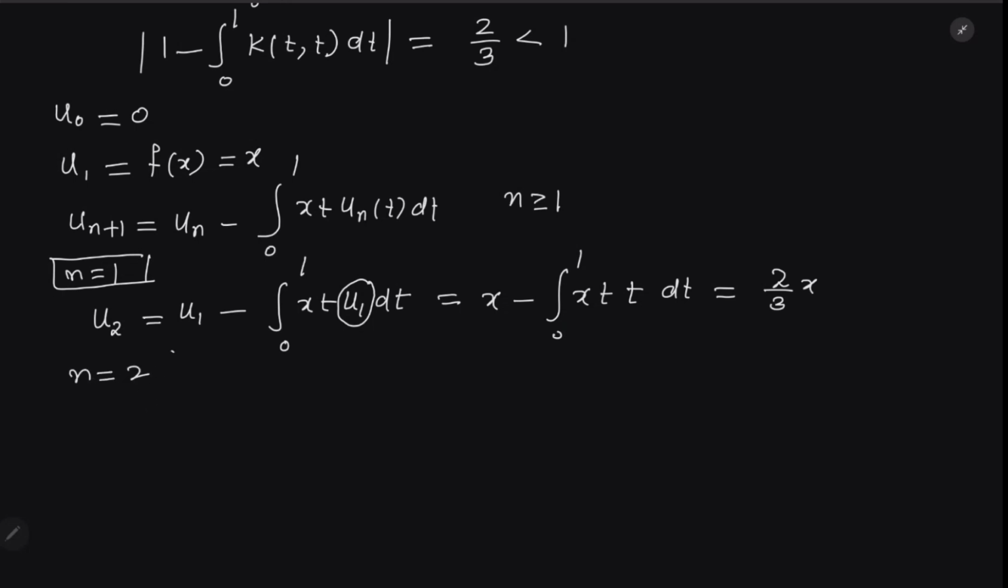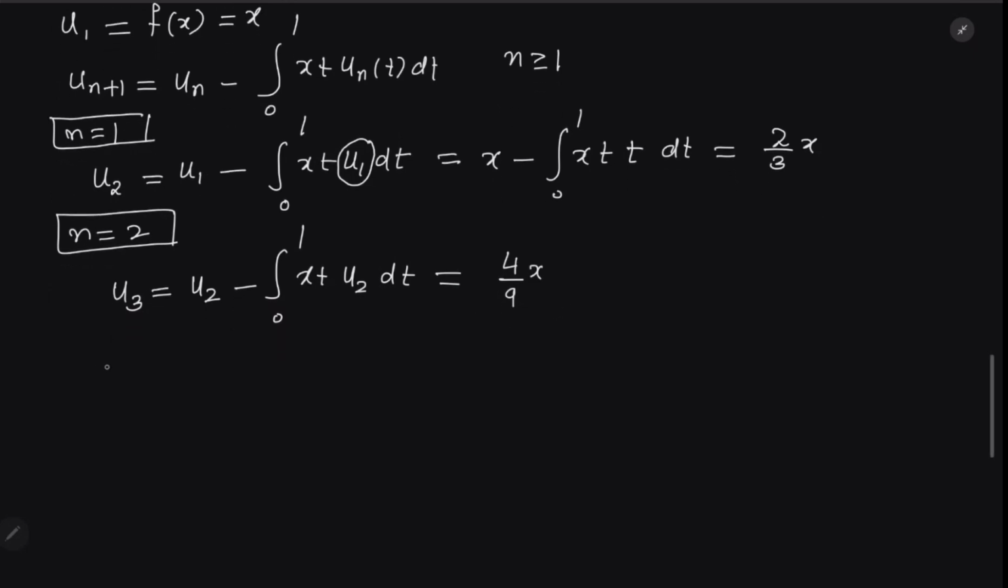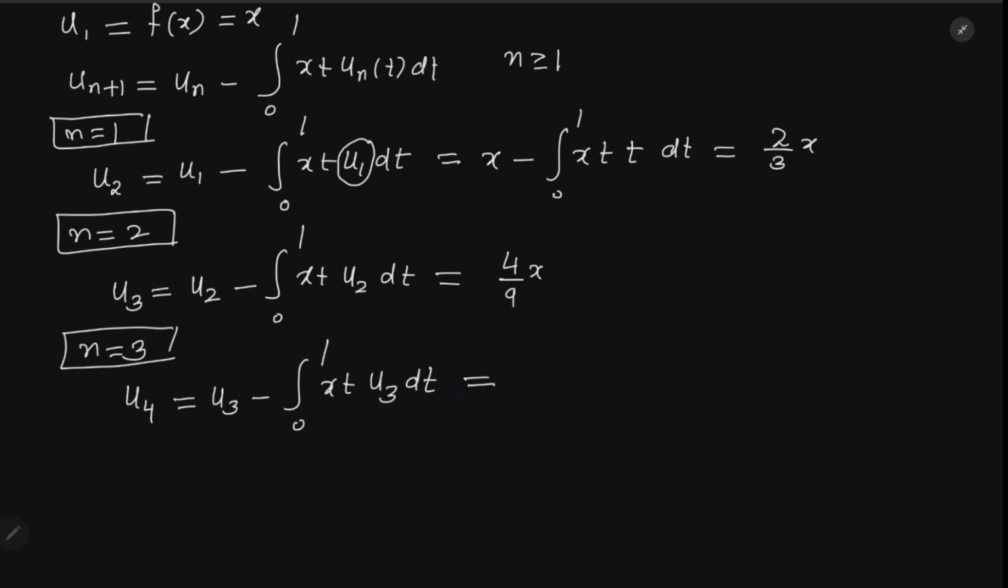Similarly, when n is equal to 2, we have u3 equals u2 minus integral 0 to 1 xt u2 dt, and that will be equal to 4 by 9x. And we have n is equal to 3, u4 equals u3 minus integral 0 to 1 xt u3 dt, and after solving it, I think you can solve it yourself. We get 8 by 27x.